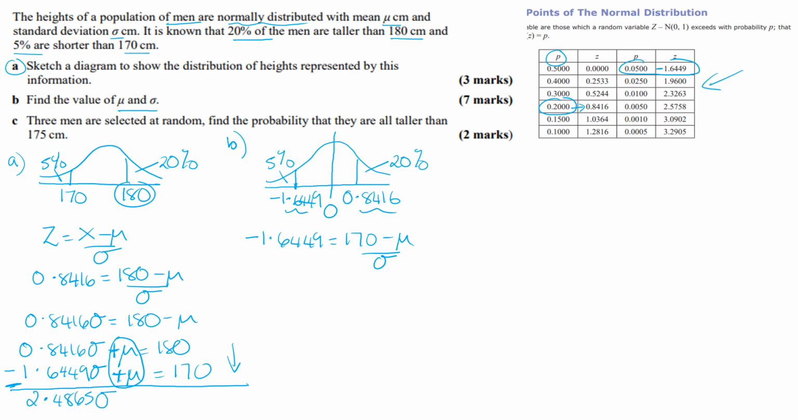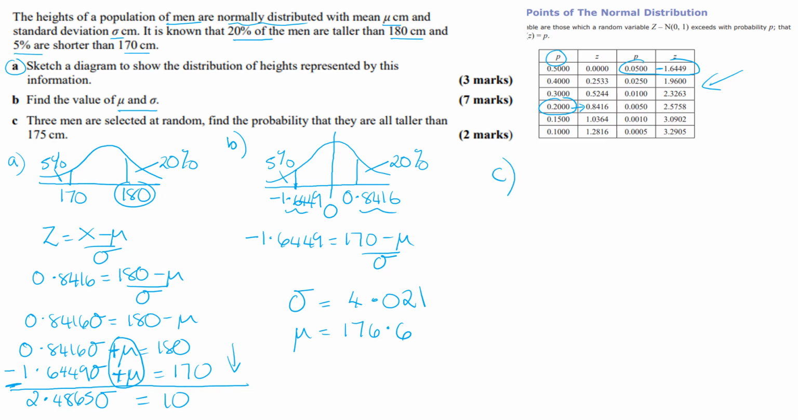2.4865 sigma is equal to 10, and just divide brings out that sigma, the standard deviation, is 4.021. Now if you sub that back in, you'll get that mu is 176.6. So that's part B, 7 marks for doing all that.